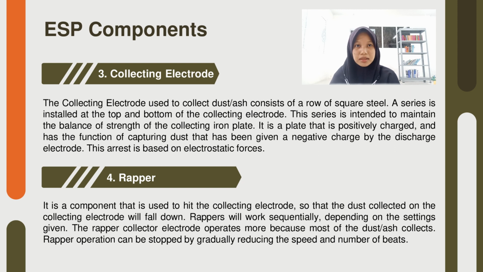Next, the rapper. It is a component that is used to hit the collecting electrode so that the dust collected on the collecting electrode will fall down. The rapper will work sequentially depending on the setting given. The rapper on the collecting electrode operates more because of the dust or ash collected. Rapper operation can be adjusted by gradually reducing the speed and number of beats.